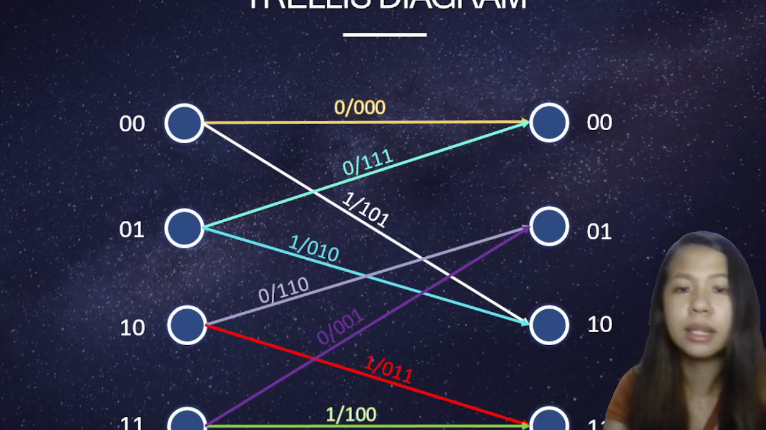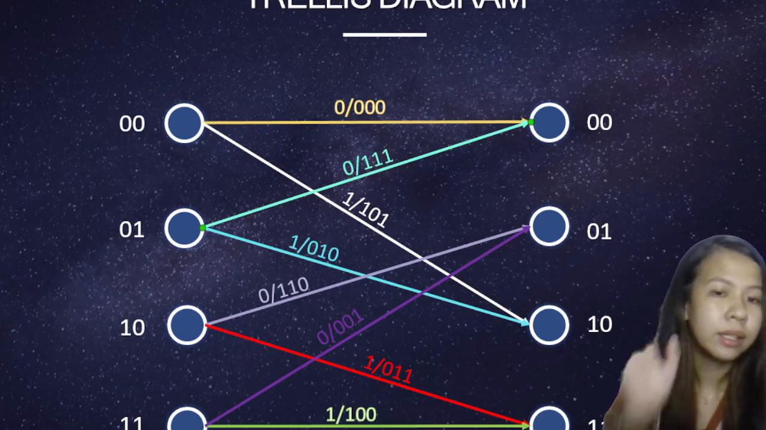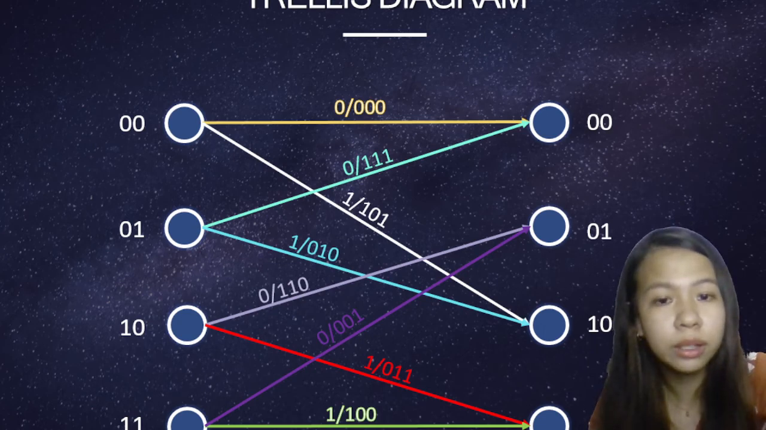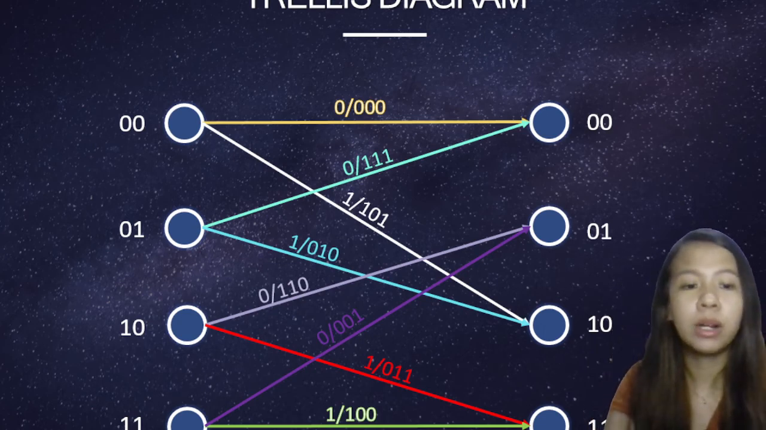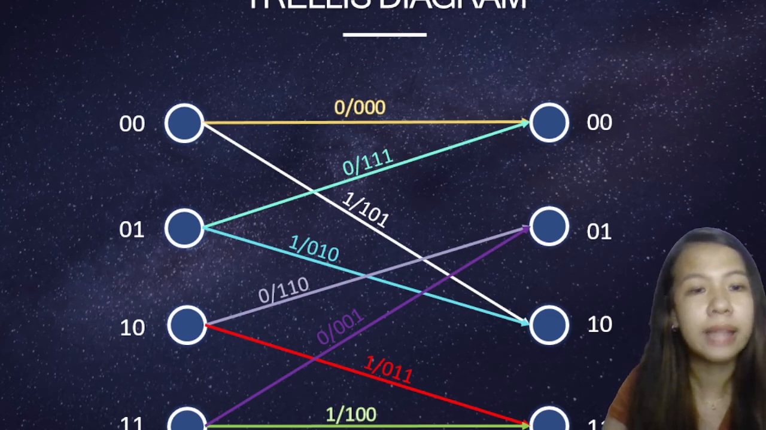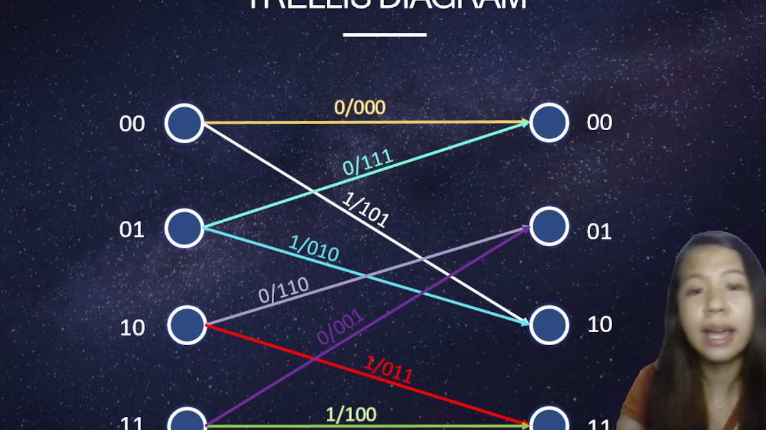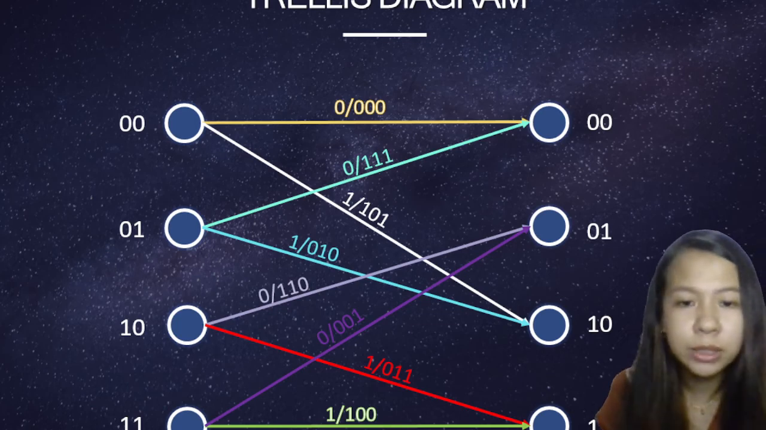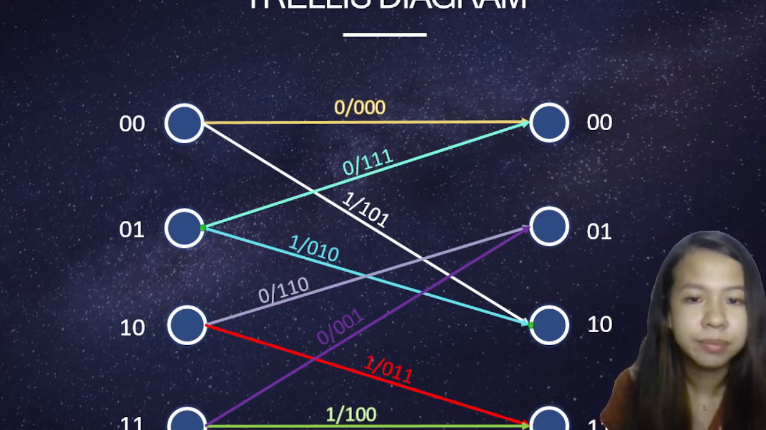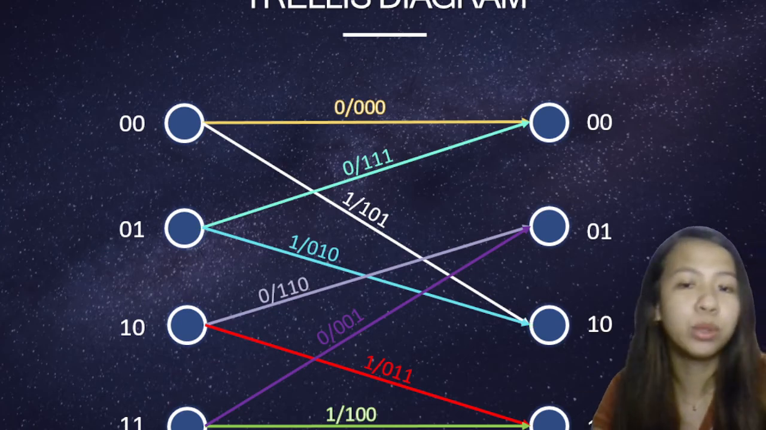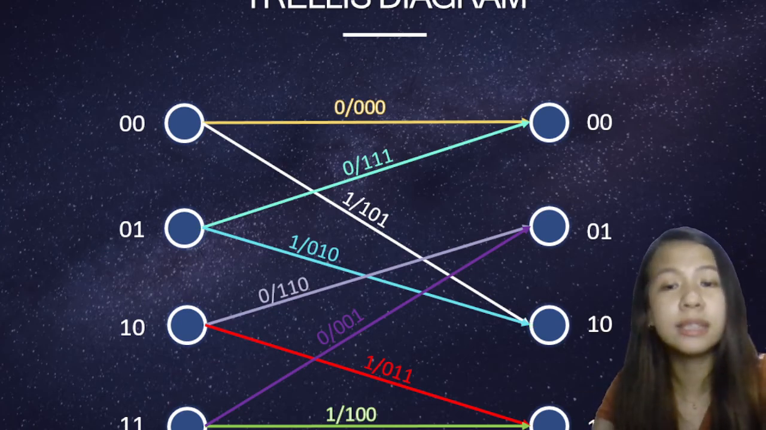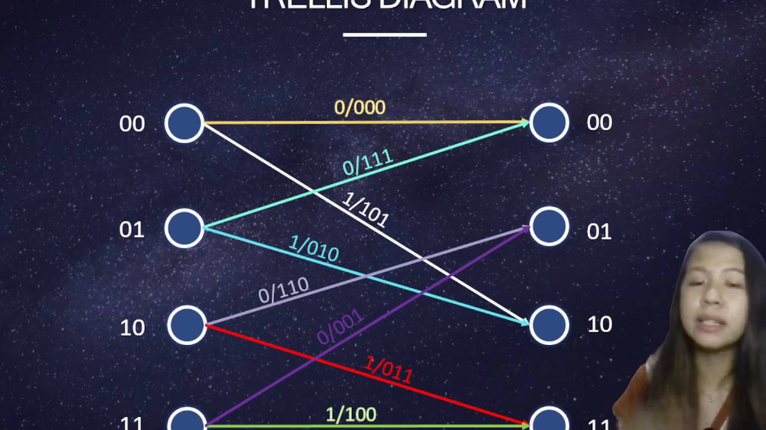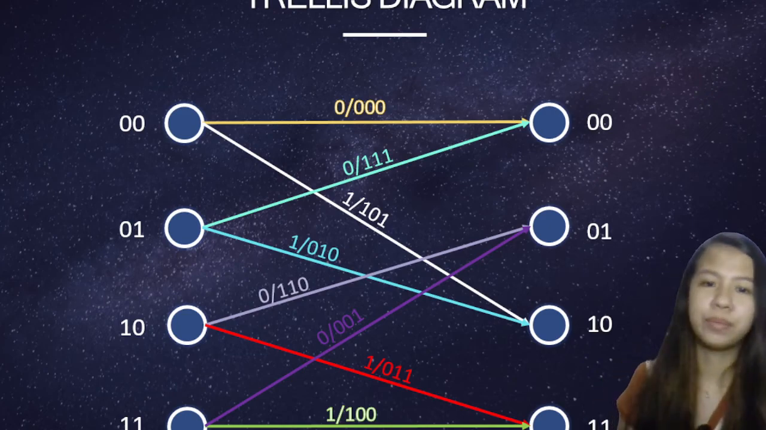Now we're going to this mint green color line. If the input is 0 here and the current state is 0, 1 and the next state is 0, 0, then the output is 1, 1, 1. Then in the sky blue color here, if the input is 1 and the current state is 0, 1 and the next state is 1, 0, then the output is 0, 1, 0.